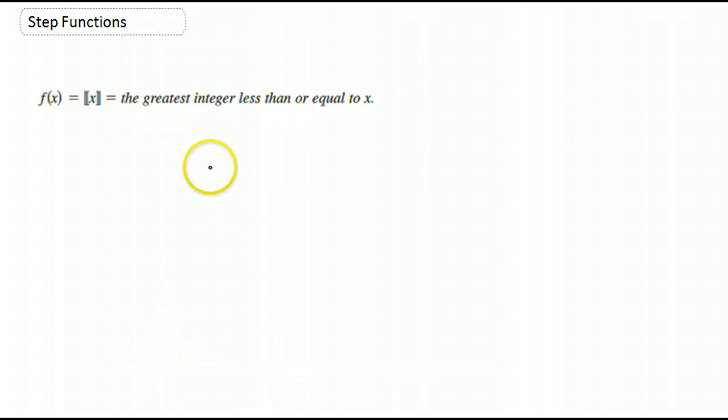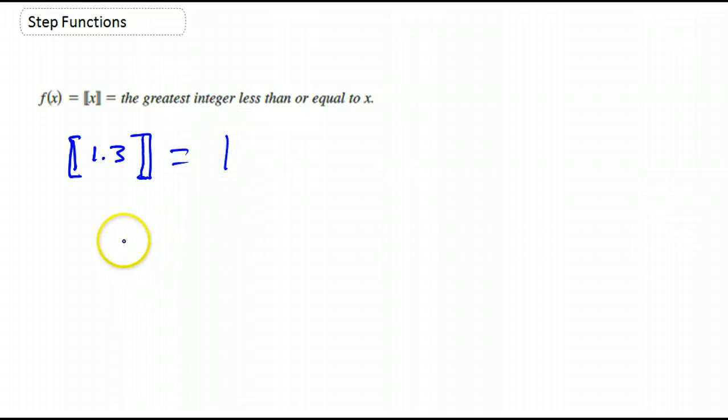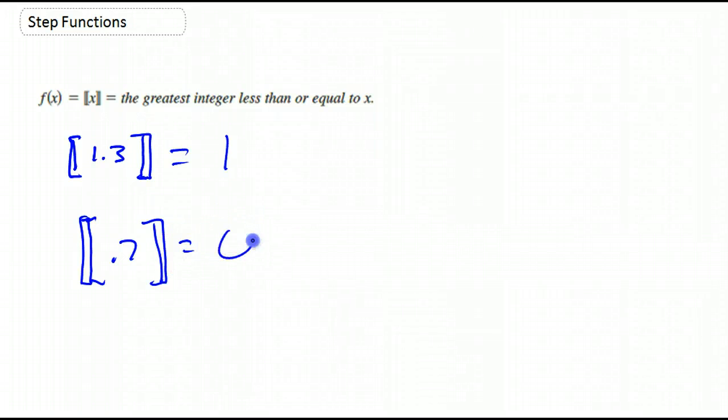The last function we want to look at is something called the greatest integer function. It says f of x is the greatest integer that is less than or equal to x. So for example, the greatest integer of 1.3: we round down to the greatest integer, which would be 1. How about the greatest integer of 0.7? That would round down to 0 because 0 is the greatest integer that's less than or equal to 0.7.